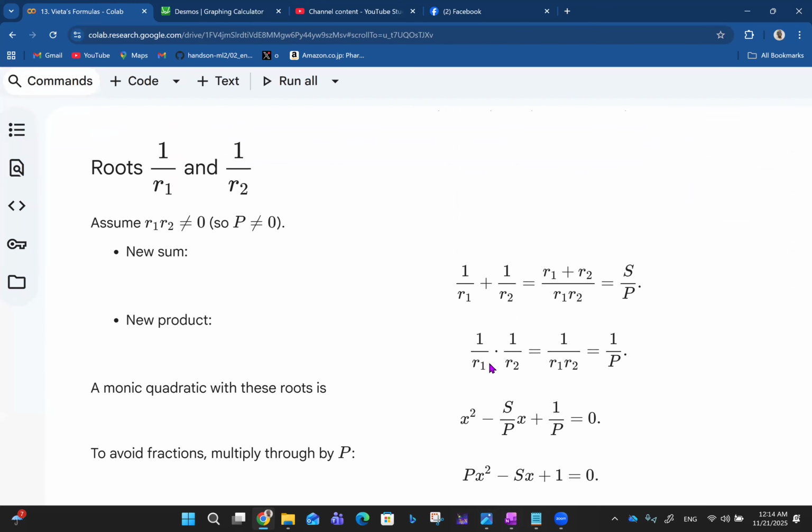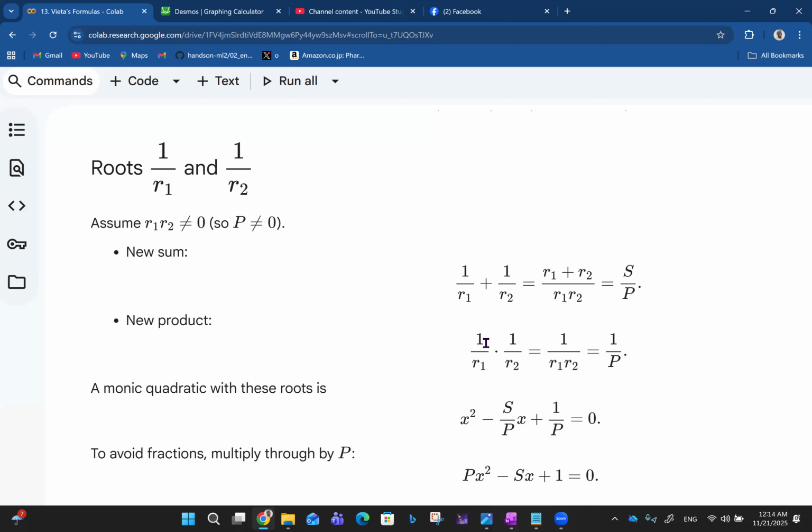So what if you want the roots to be transformed to 1 over r1 and 1 over r2? For those who use alpha and beta, that's 1 over alpha and 1 over beta. Of course, you have to assume that r1 and r2 are never 0, because if they are 0, these things will be undefined. So p will have to not be 0. In that case, the new sum will be 1 over r1 plus 1 over r2. The LCM is r1 r2, so that's r2 plus r1 over r1 r2. It means you have sum over product here.